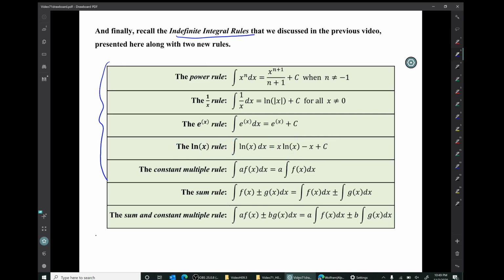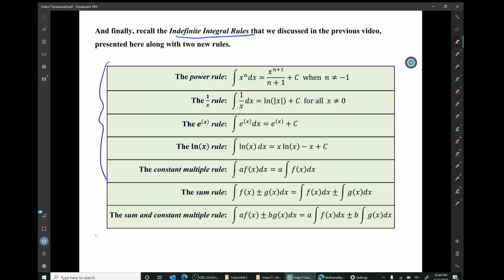In the previous video, we discussed the constant multiple rule. The idea is if you have an indefinite integral that involves a constant multiple times a function little f of x, that constant multiple can be pulled right through the indefinite integral symbol. That rule was fairly obvious.